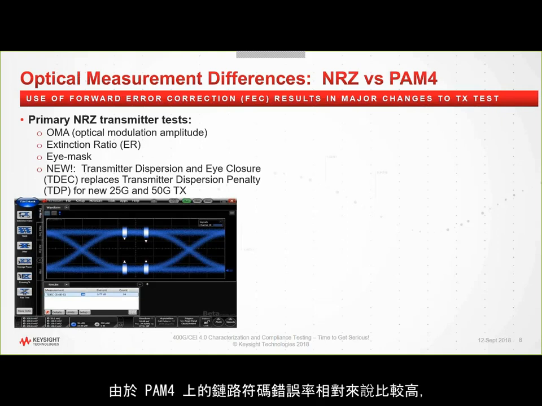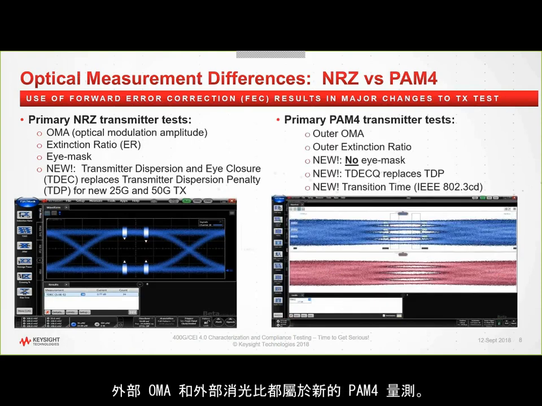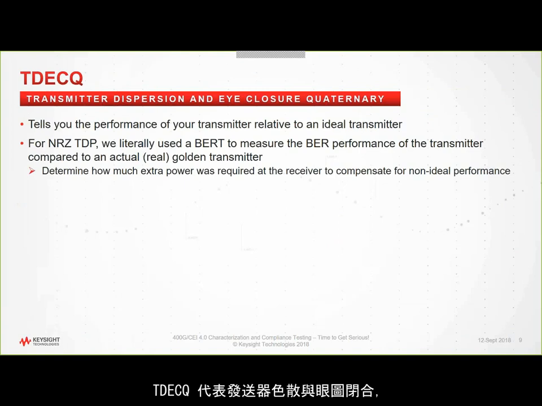Because the links themselves on PAM4 run at relatively high symbol error rates, the use of FEC is required to correct for that, and that creates a number of new challenges. Outer OMA and outer extinction ratio are new measurements for PAM4, and note that there's no eye mask test anymore. And TDEC-Q is essentially replacing the eye mask and TDP. And I also wanted to make you aware of a new measurement, relatively new, that's been added to 802.3 CD, and that's transition time.